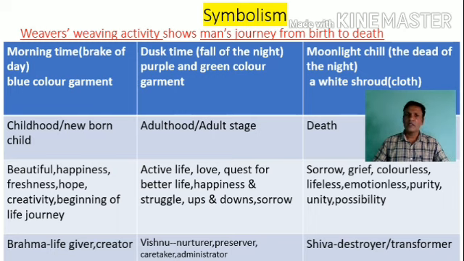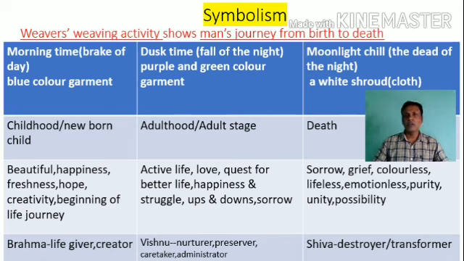In simple language, Brahma is the symbol of creation. Brahma is called the creator of the world. Vishnu is the symbol of preservation, and is called the caretaker or preserver or sustainer of the world, and Shiva is called the destroyer or the transformer of the world.